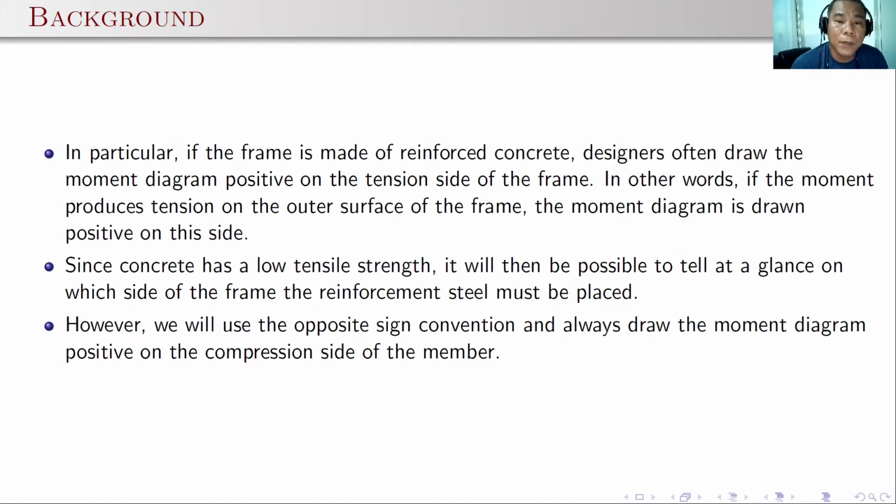In particular, if the frame is made of reinforced concrete, designers often draw the moment diagram positive on the tension side of the frame. In other words, if the moment produces tension on the outer surface of the frame, the moment diagram is drawn positive on that side. But of course, in our case, this is the opposite. We normally draw the moment diagram on the compression side of the beam or the frame. Anyway, it doesn't matter. It's just a sign convention, so it's up to you how you will draw. But in our case, we normally draw the moment diagram on the compression side of the member.